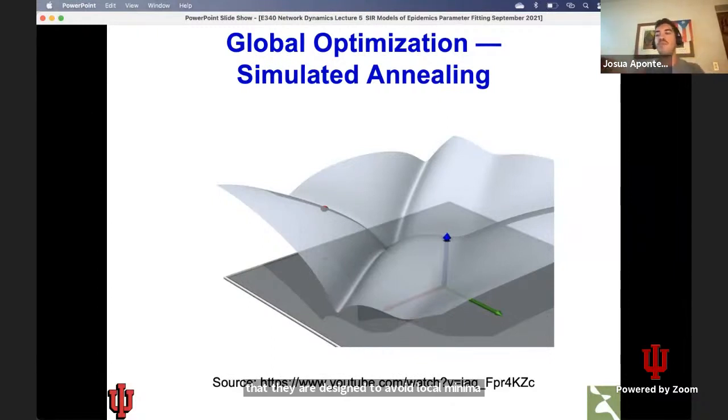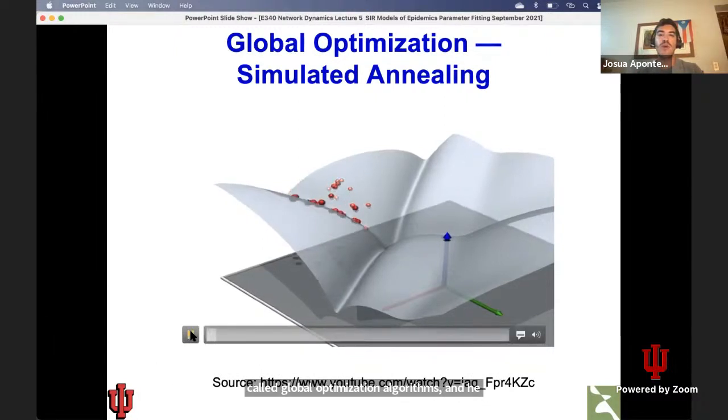Because in the local optimization algorithms, you assume that you are already nearby the best solution. But in reality, you might not know. So you need your algorithm to be able to get out of local minima and continue searching the space until they find the global minimum. And that's why they're called global optimization algorithms.